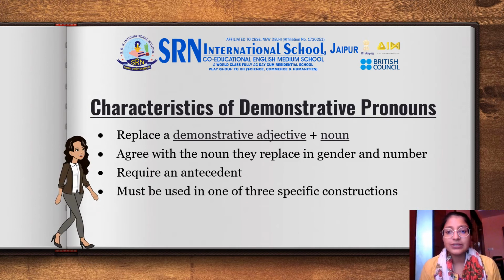Now, what are the characteristics of demonstrative pronouns? The first characteristic is that it replaces a demonstrative adjective plus noun. Second, it needs to agree with the noun it replaces in gender and number. As I have explained, it is very important that the pronoun agrees with the gender and the number of the noun it is replacing, because in French every noun has a specific gender. Third, it requires an antecedent. And fourth, it must be used in one of the specific constructions which we are going to see later in this video.